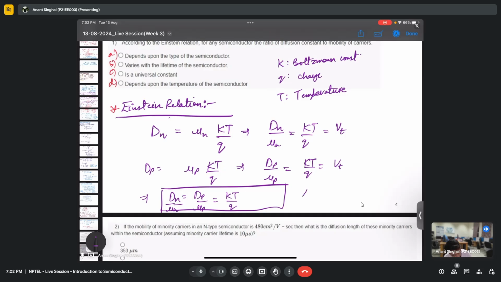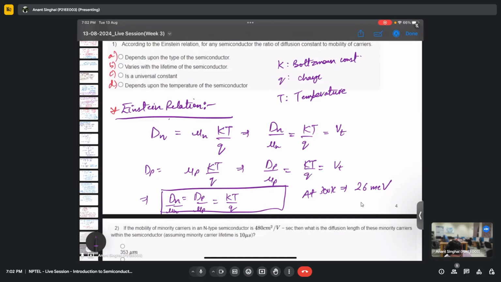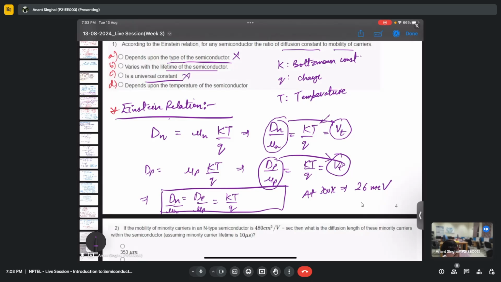We all know that at room temperature, at 300 Kelvin, kT by q is nothing but 26 milli electron volts. So option 1 says it depends upon the type of semiconductor, so it is wrong. The ratio of the diffusion constant to the mobility is only dependent upon Vt for both cases, whether it is N type or P type. Then it varies with the lifetime of the semiconductor, so that is also wrong. It is only dependent upon Vt, which is only temperature dependent. It is not constant, it varies with temperature. And the last option is that it depends upon the temperature. So option D is the correct answer.